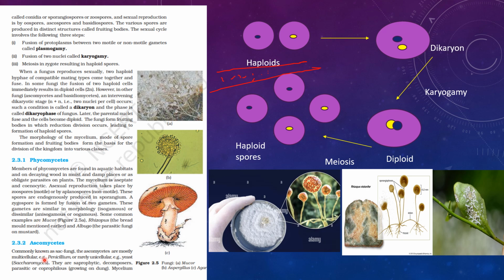The next member is the Ascomycetes. Ascomycetes are commonly called sac fungi. One of the important examples is Penicillium.